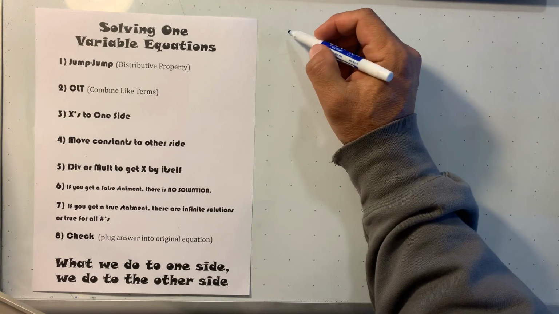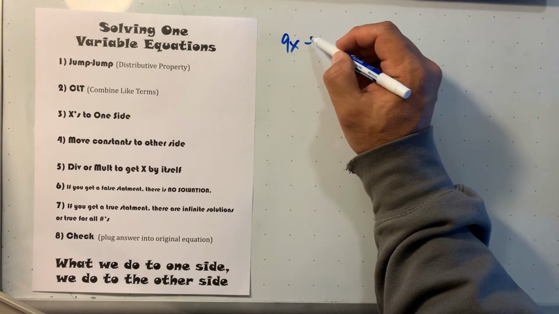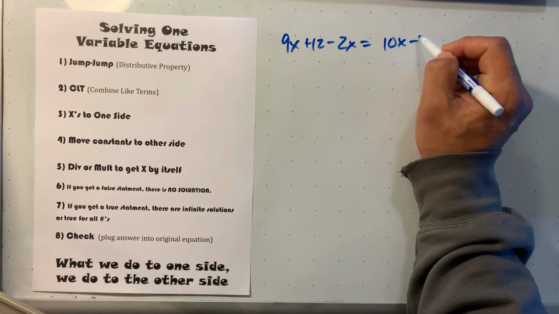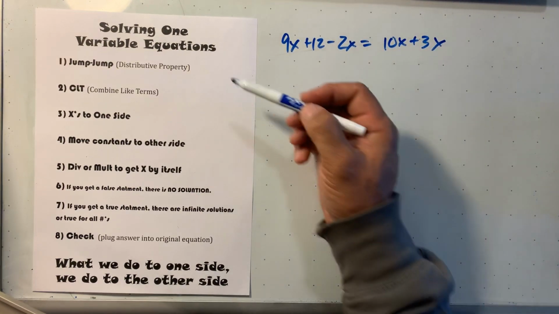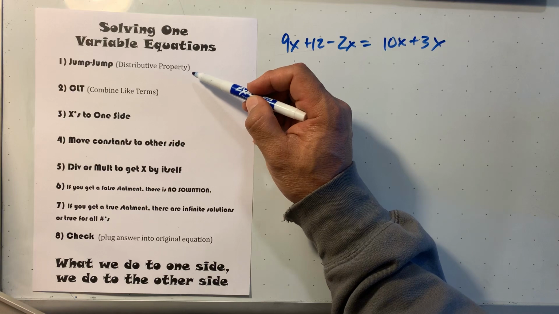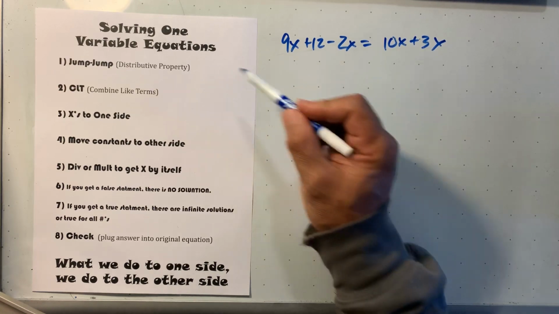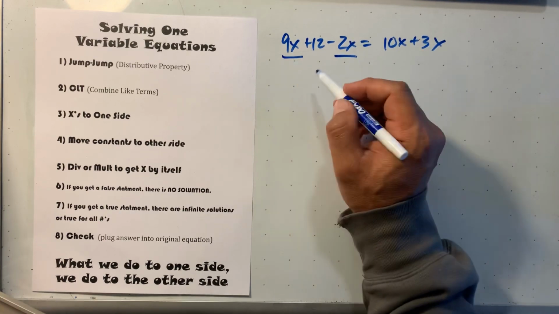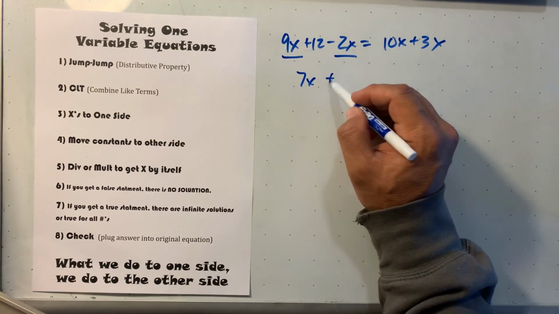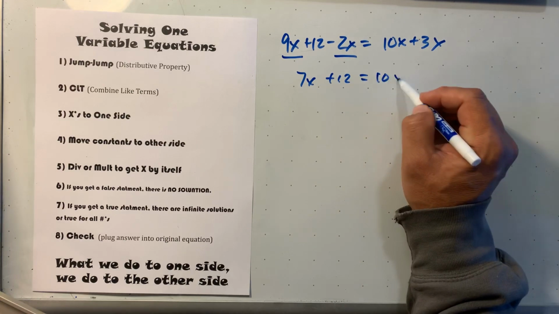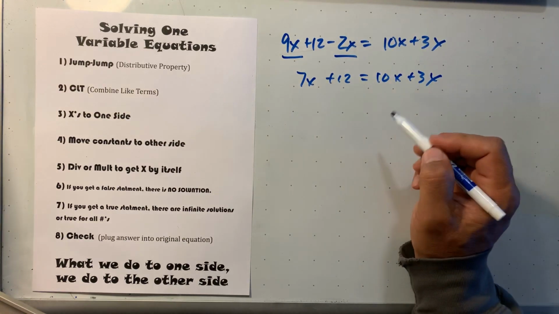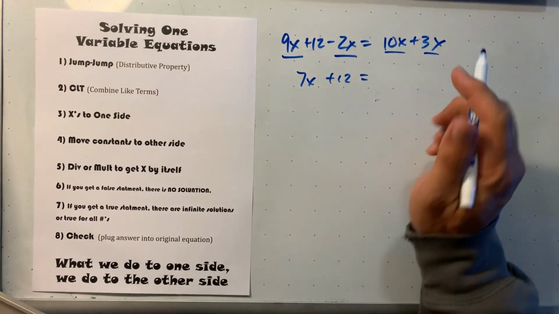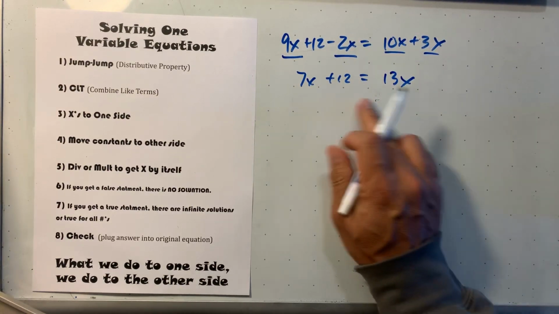So first problem, 9x plus 12 minus 2x is equal to 10x plus 3x. There's no distributive property to deal with here, so we're going to move on to combining like terms. This is an x term and this is an x term, so when we combine those, we'll get a positive 7x plus 12 is equal to 10x plus 3x. Oh, I guess we could have combined those two. So these are also x terms that we can combine for 13x.